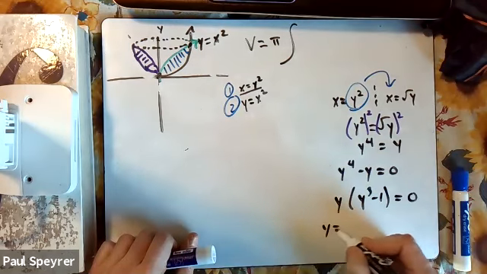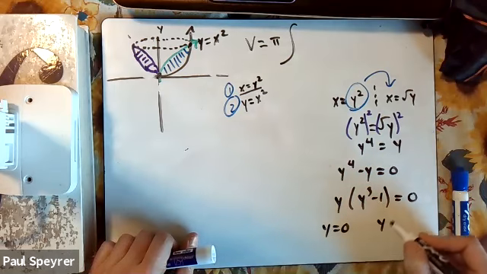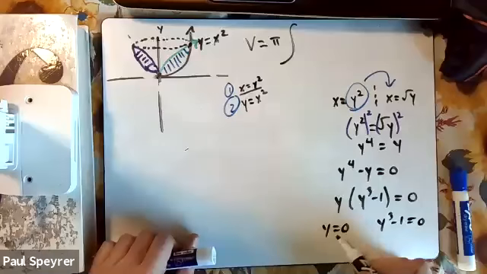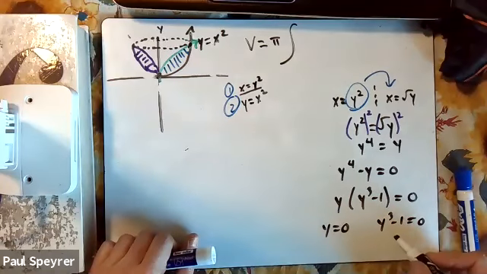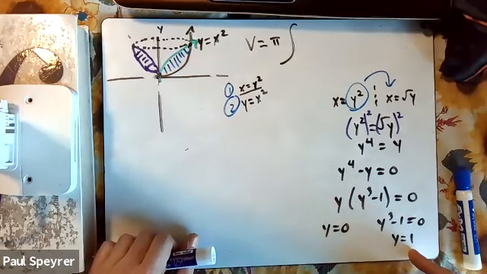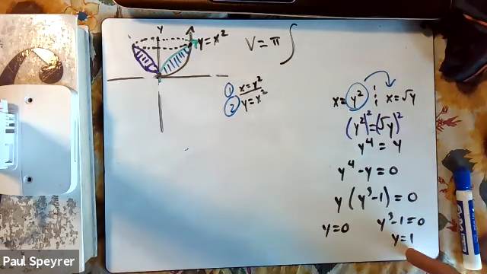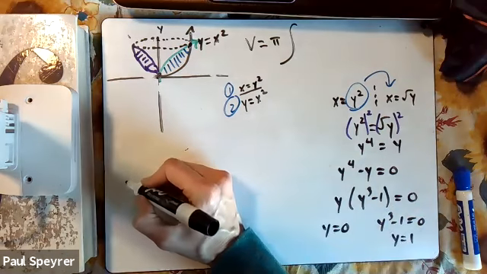So now you have y equals 0, right? And then you have y cubed minus 1 equals 0. Well, here's one of your answers, 0. This one, when you solve it, you get y equals 1. 1 cubed is 1, minus 1 is 0. Or you would add 1 to both sides, take the cube root of both sides, and you'd still get 1. So those are your limits.